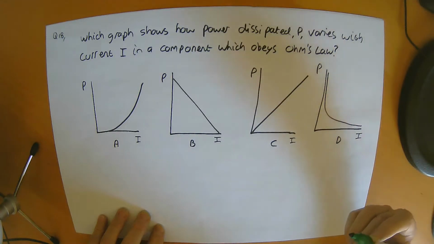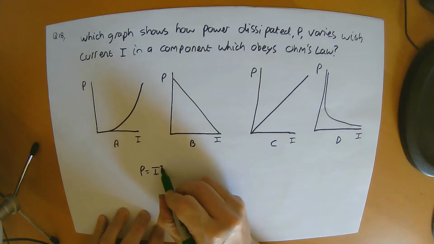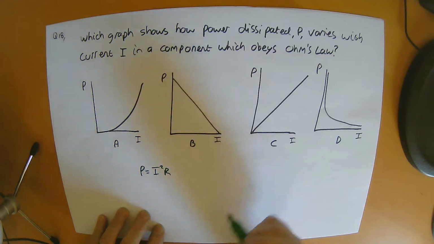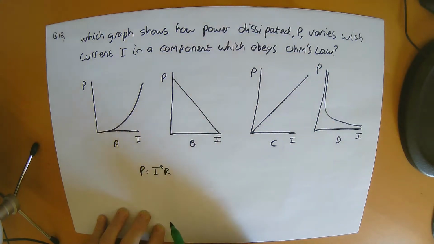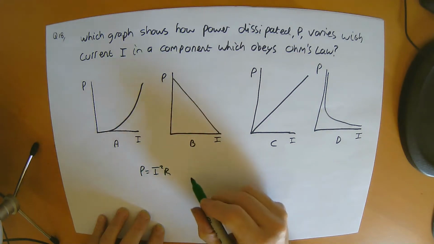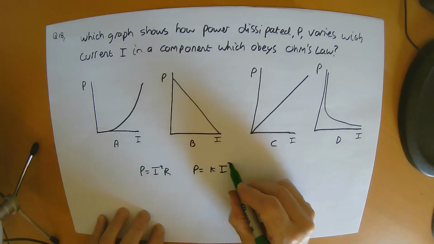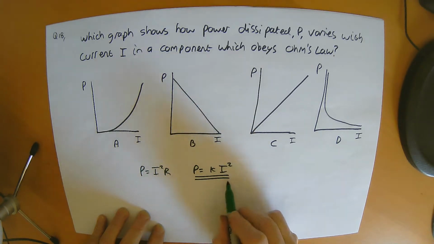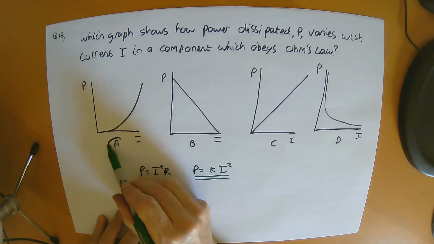So from the data sheet, we have the equation P equals I squared times R. R is a constant because it's a component which obeys Ohm's law. So P is equal to K times I squared. This is a square relationship, which is a parabola, which the answer is A.